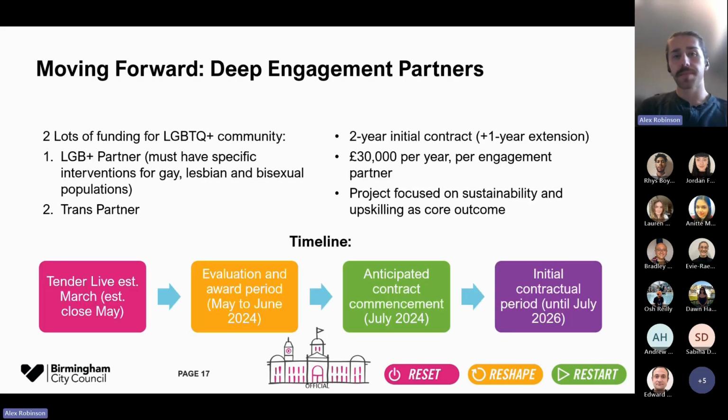So that's some of the engagement work that we have done already off the back of the community health profiles. I'm now going to talk a little bit about the work that we plan on doing for the next few years.